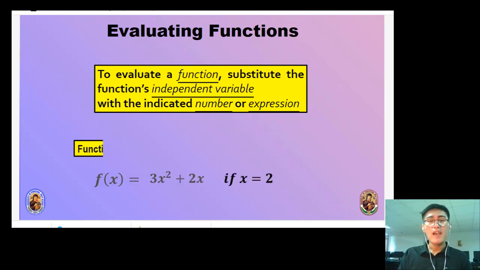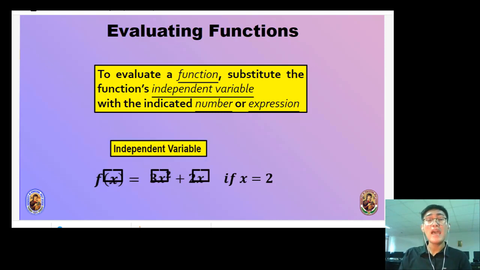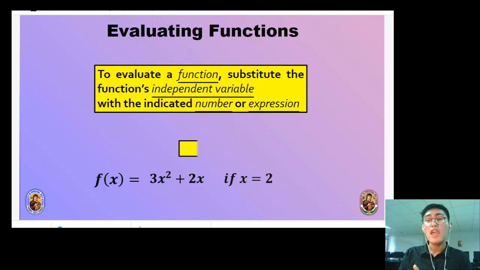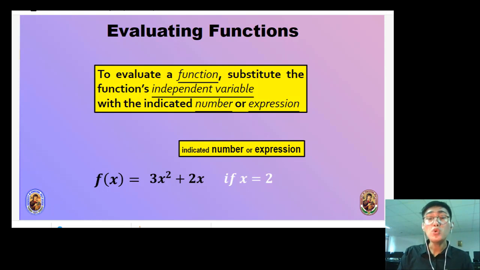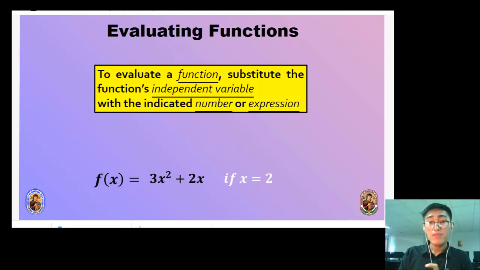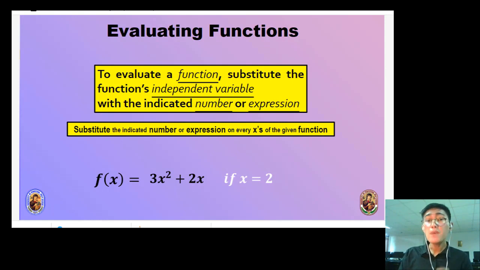Now, how are we going to evaluate a function? To evaluate functions, we just have to identify the independent variables in the given function, and then substitute the number or expression in the given function. Substitute the indicated number or expression for every x of the given function. For example, here, f of x is equal to 3x squared plus 2x, and we are going to evaluate this function if x is equal to 2.